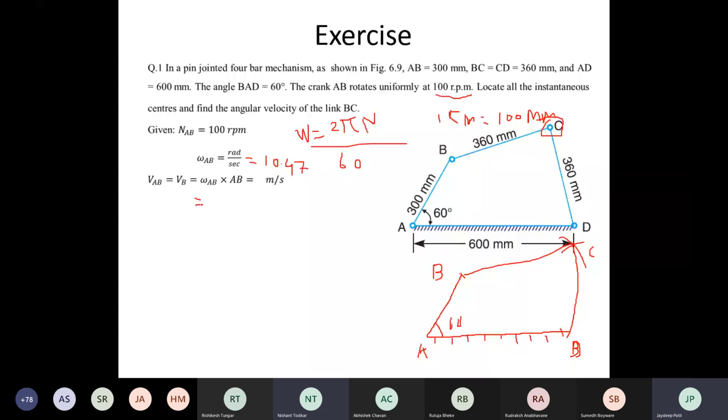Now velocity B is equal to r into omega. Radius means the length of the link AB, into omega AB. Omega AB is known here, 10.47, into the distance of AB, which is given 300 mm. You have to convert it into meter. Meter में कितना आएगा? 0.